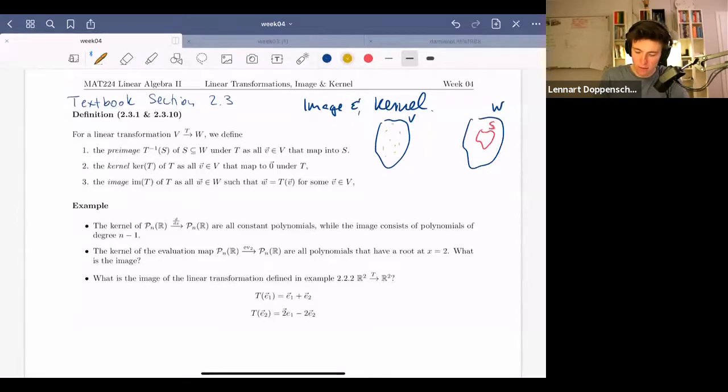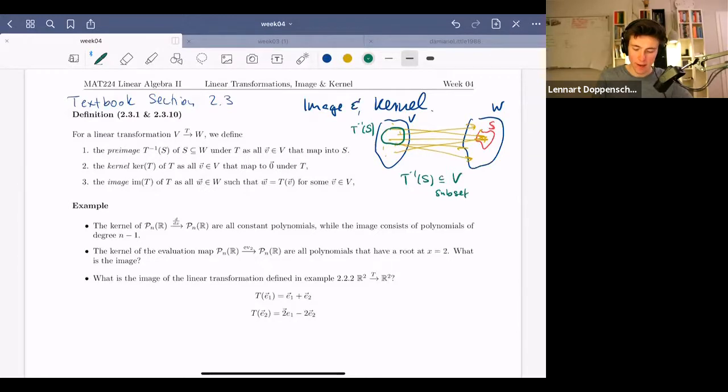Now every point in V maps somewhere in W. And if you only look at those that map into S, then this puts a condition on the elements in V. And this is exactly the condition that we want to use to define T inverse of S as a subset of V. So T inverse of S is all vectors that map into S. And by definition, T inverse of S is a subset in V.